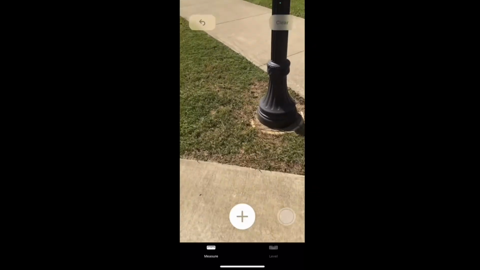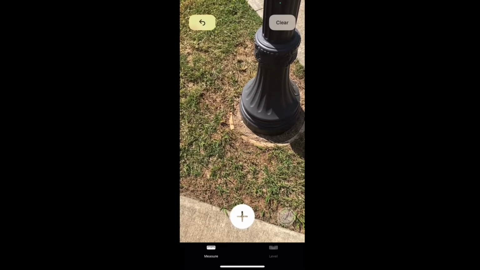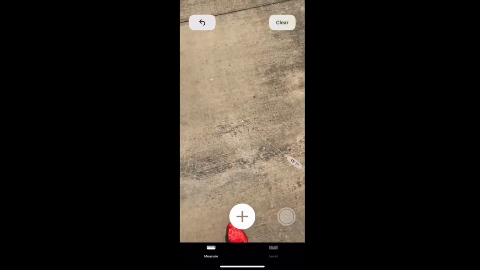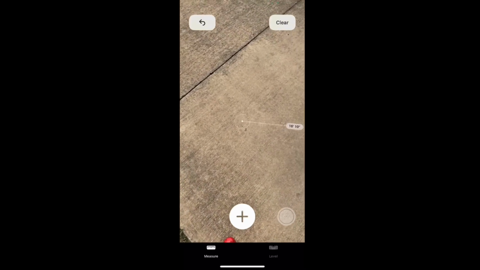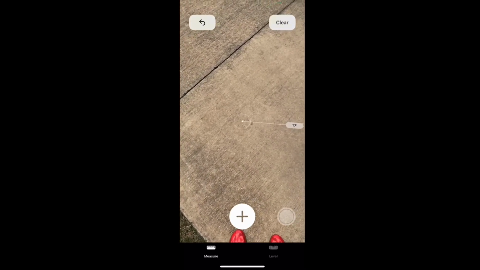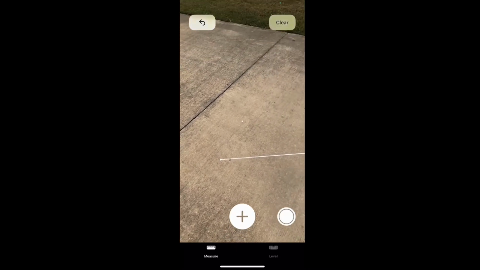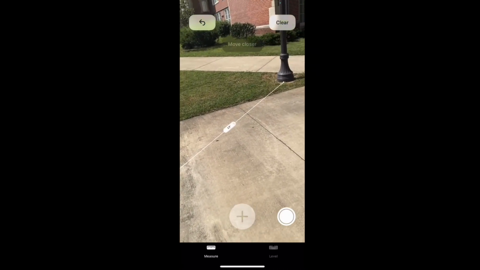All right, so now I'm in the measure app right now. So what I'm gonna do is find a point right here at the bottom of the light pole, and I'm just gonna walk it outwards. Doesn't matter how far you walk it out. I'm trying to get mine to stop on a whole number, so 17. So I'm gonna stop mine right there on a whole number. So from here to over there is about 17 feet.